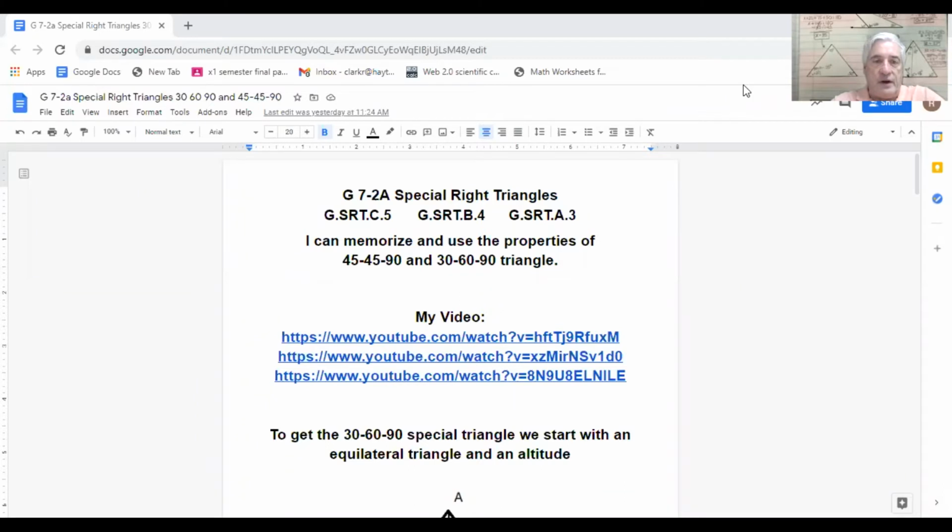This is special right triangles. G.SRT.C.5, G.SRT.B.4, and G.SRT.A.3 are all involved here. The I can statement says: I can memorize and use the properties of a 45, 45, 90 triangle and a 30, 60, 90 triangle.